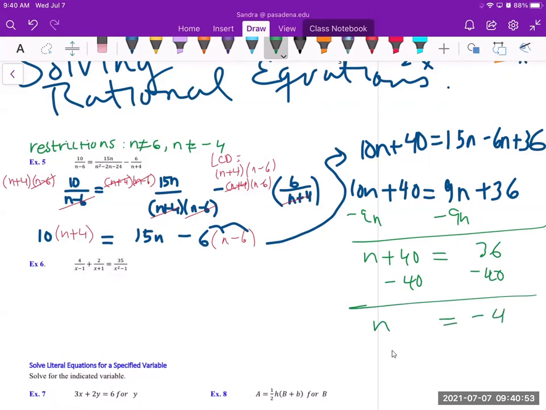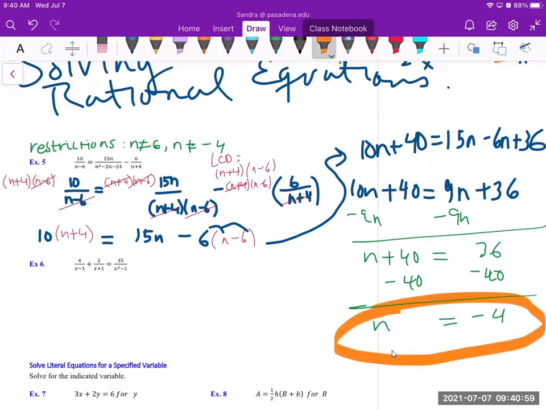Okay, wait a second. You cannot really box this answer, so you have to check it. You have to check that your answer doesn't happen to be one of your restrictions, and your restrictions have n cannot equal negative 4. Because in this case the answer happens to be negative 4, this problem has no solution.